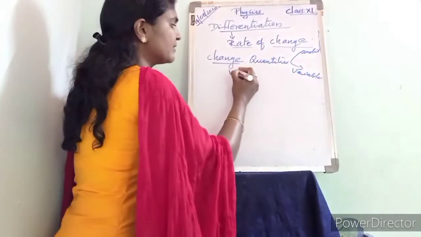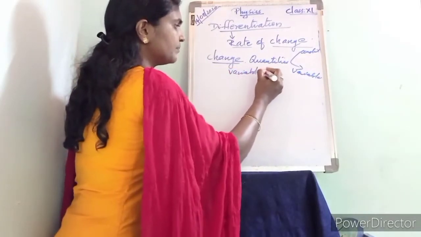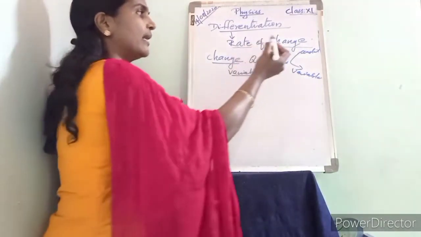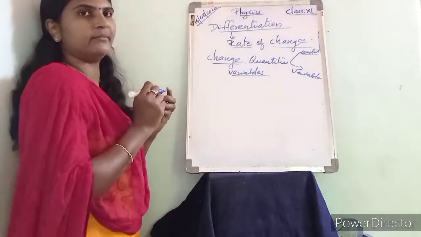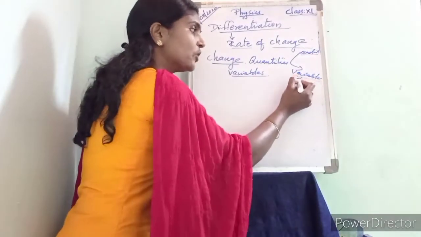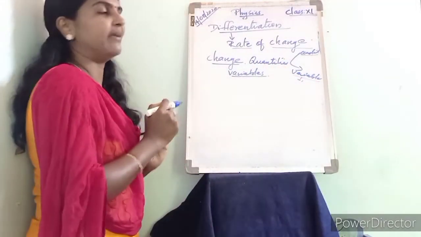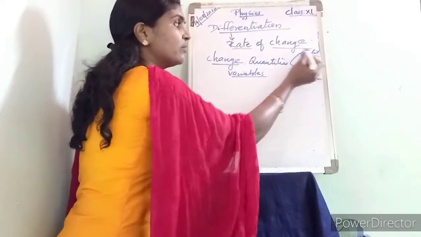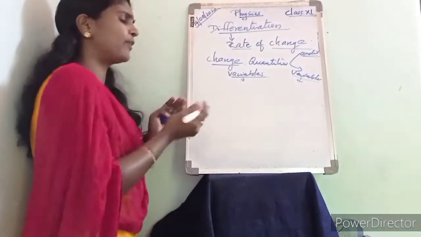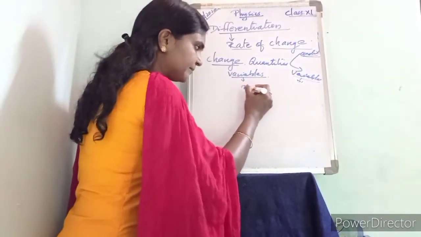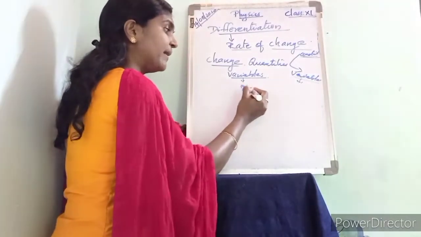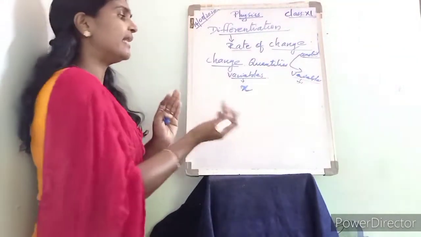Let's consider variables. A constant means the quantity does not change. A variable means it undergoes a change. For example, let us consider x. X is a variable, which means x varies.